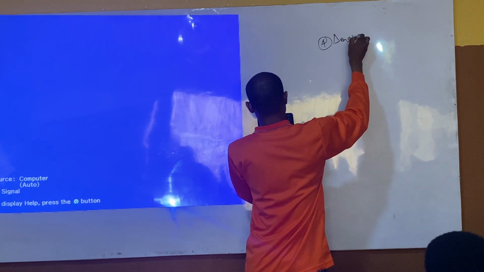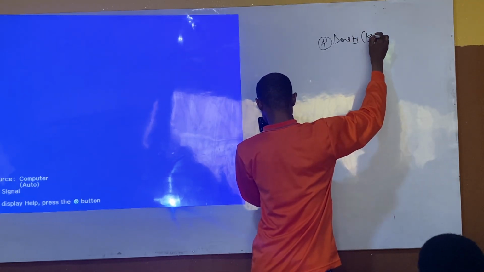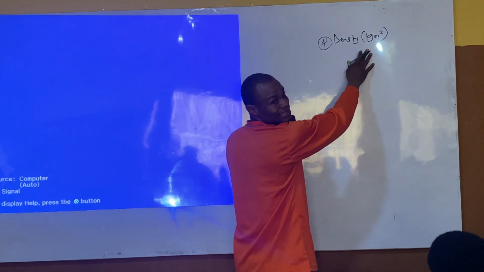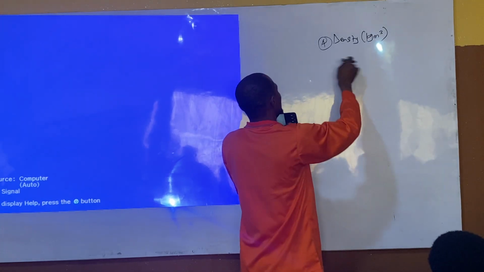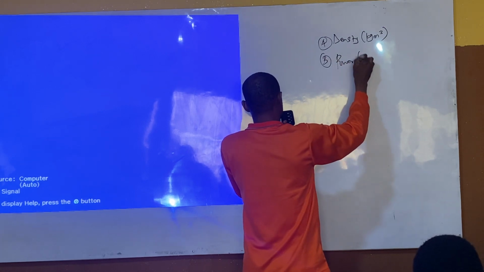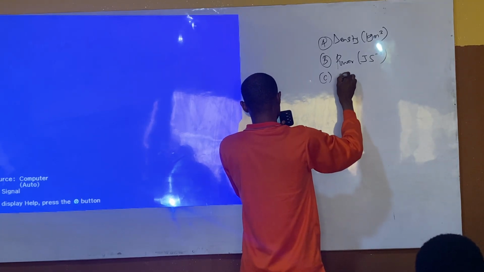Option A, density. That's kilogram per meter cube. That's how it is exactly. Option B, power. Joule per seconds.